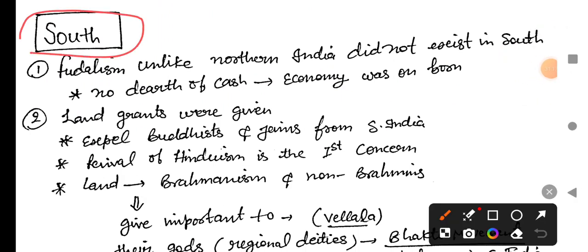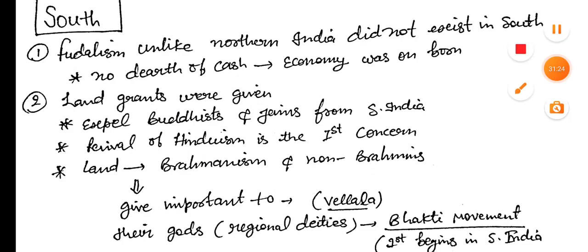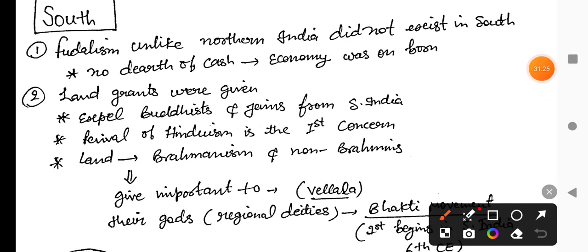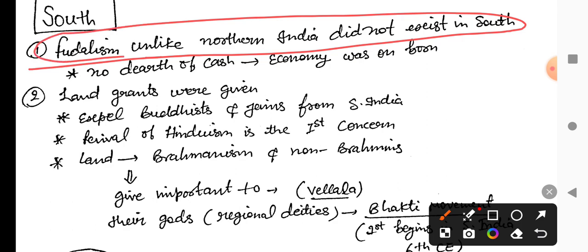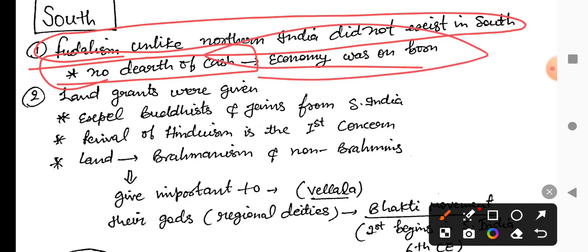We are going to South India. Under the North Indian system we have feudalism. Unlike North India, feudalism did not exist in South India because undisputed land was not granted by any king. No dearth of cash weakened South India, and the economy was on barter. Land grants were given.